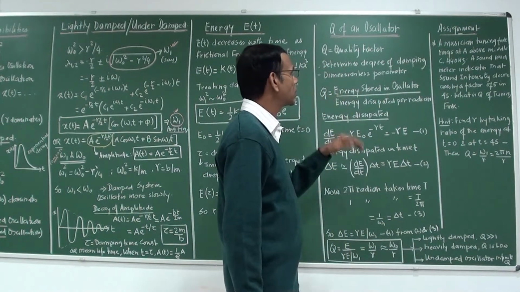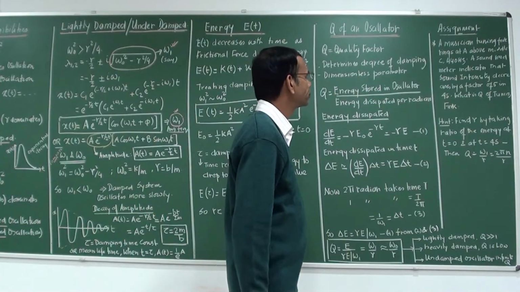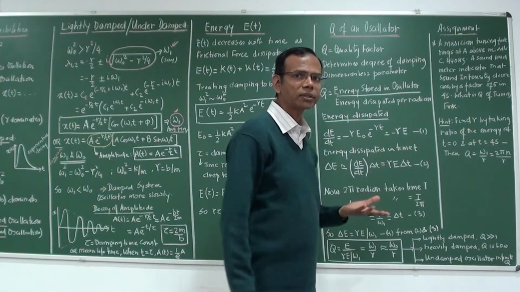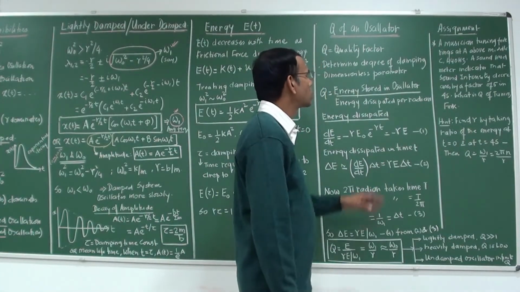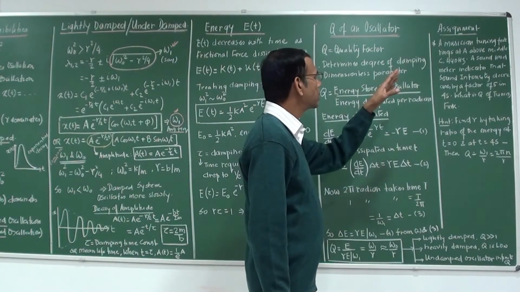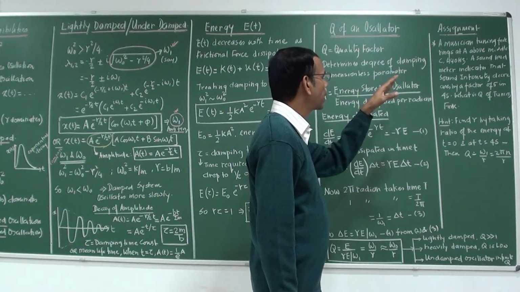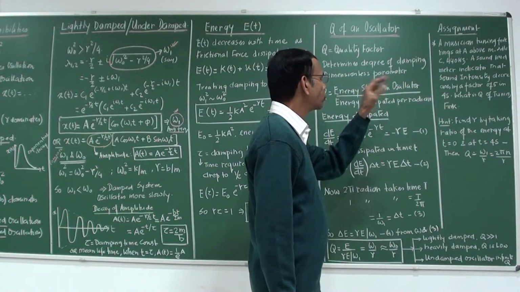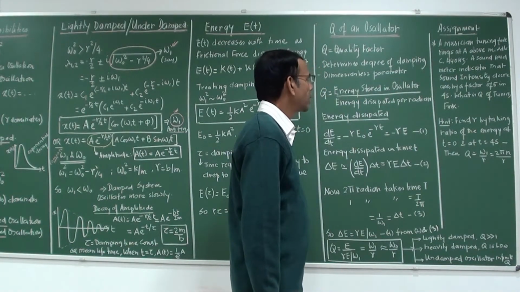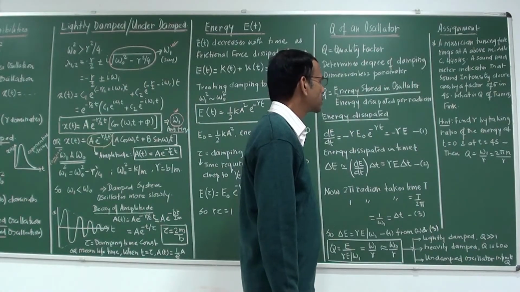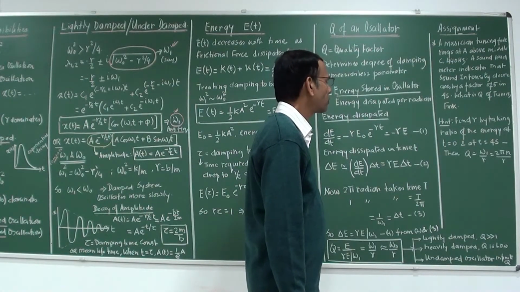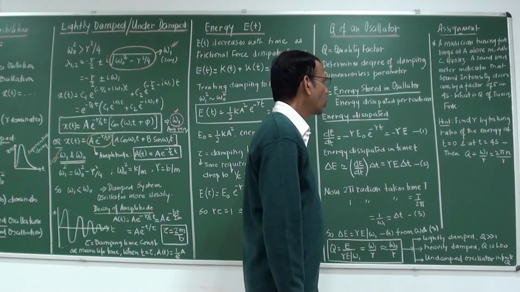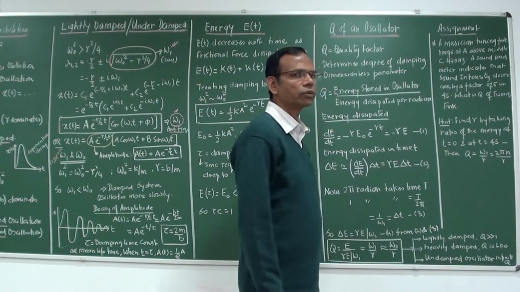Let us discuss the assignment. There are a few examples which we can do. The first is a musician tuning a fork that rings at A above the middle C, 440 Hz. A sound level meter indicates that sound intensity decreases by a factor of 5 in 4 seconds. What is Q of the tuning fork?